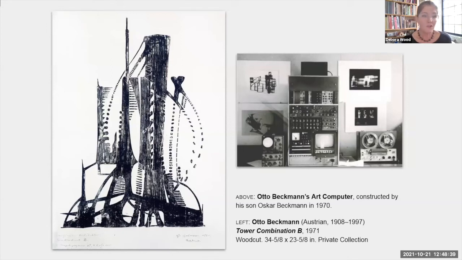To make the large print on the left, Beckmann translated a computer-generated form to a woodblock, which he then carved and printed by hand. This print is from a substantial body of work Beckmann called imaginary architecture.